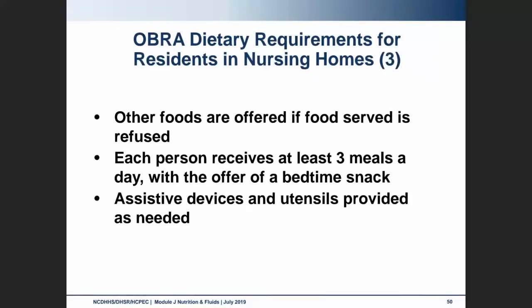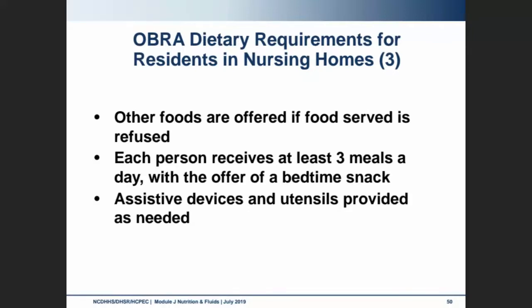OBRA also states that if the resident refuses or does not like what is initially offered, we have to offer something else. Each person also has to receive at least 3 meals a day with the offer of a bedtime snack, and we have to be able to provide assistive devices and utensils as needed.